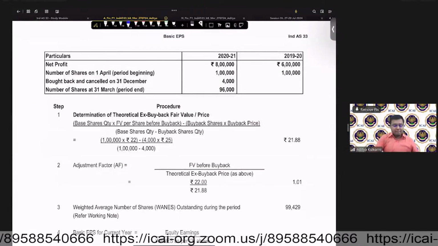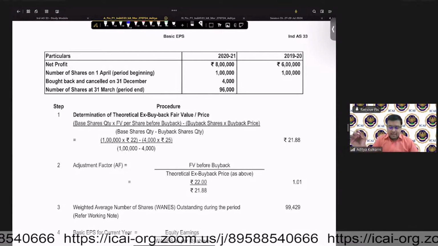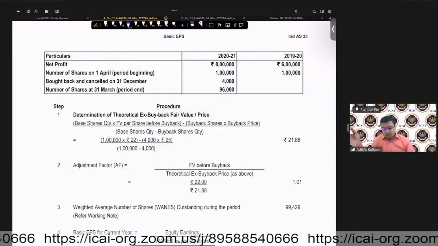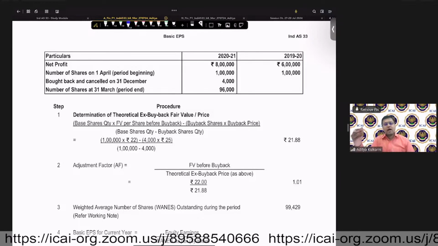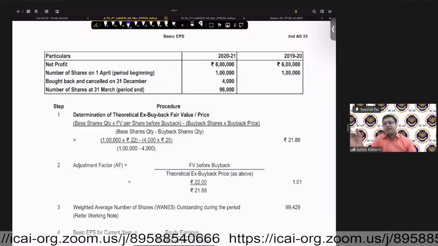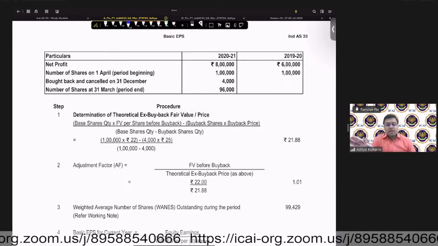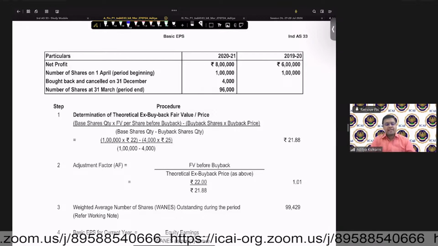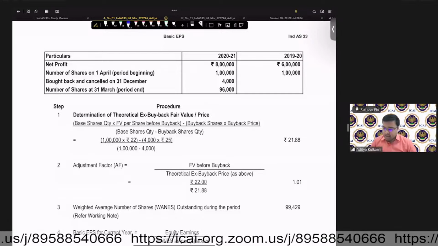On similar lines, we have buyback. Like how we have theoretical X rights price, there also we will have a theoretical X buyback price. So I want you to try the buyback also on similar lines. It will be just the opposite of rights. So today you can try. If you still have any issue on the buyback, we can discuss this tomorrow.